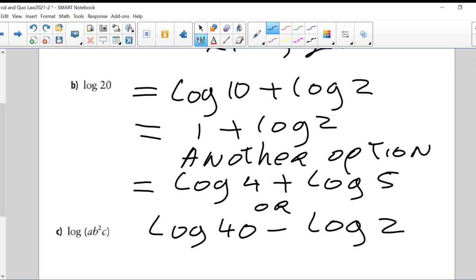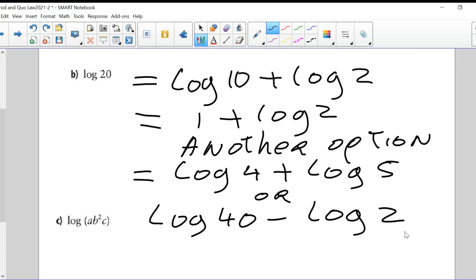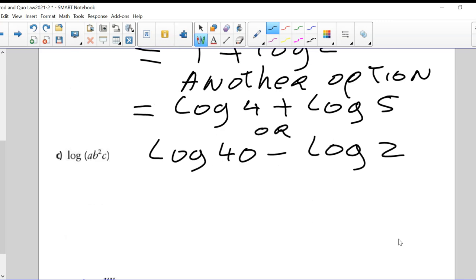So we're saying there's a whole bunch of different ways that we could write this as a sum or a difference, right? One of them is just log of 10 plus log of 2. The other one is the log of 40 minus the log of 2. There are other ways that we could do it. Infinite possibilities. You're absolutely right about that. Okay, let me now tackle this one right here.